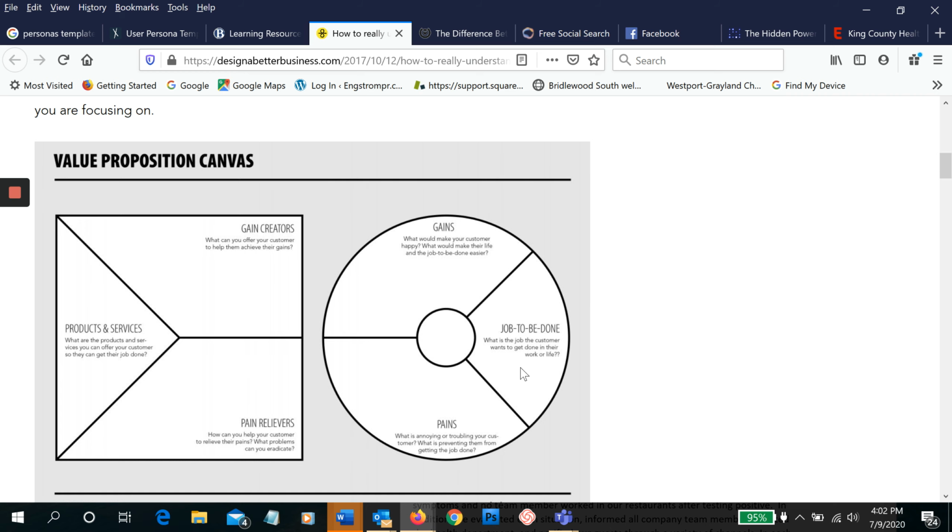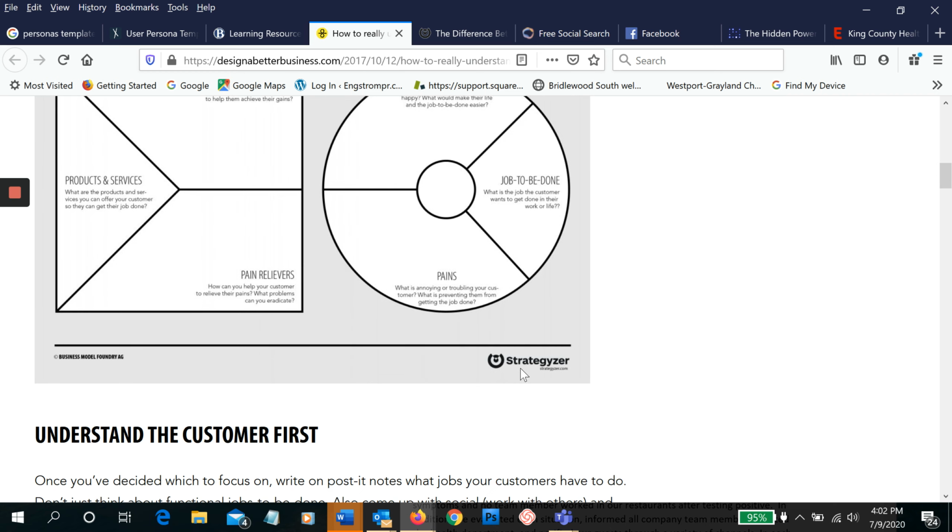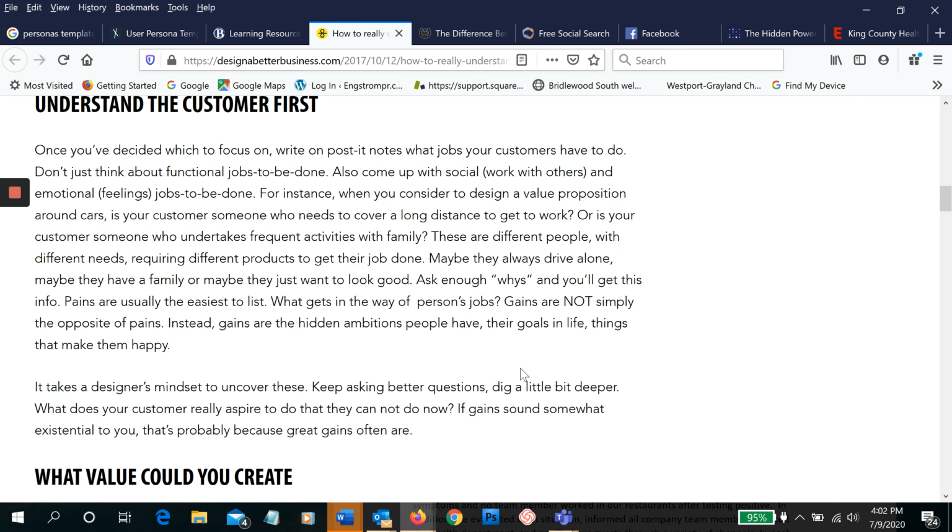And it goes back to the job to be done. But understanding the customer is really an important part of this. So that's why I'd like you to read through this, because there are things to think about. Like, gains are not simply the opposite of pains. They're hidden ambitions people have, goals, things that will make them happy. So even though a pain may have a direct correlation, it's not always that. You might just find that you're just going to help get them a little closer down the path.